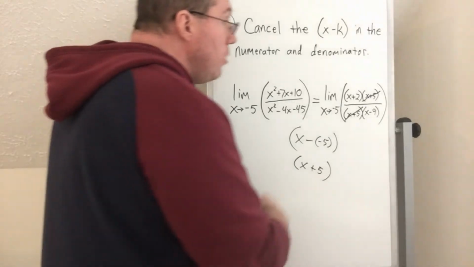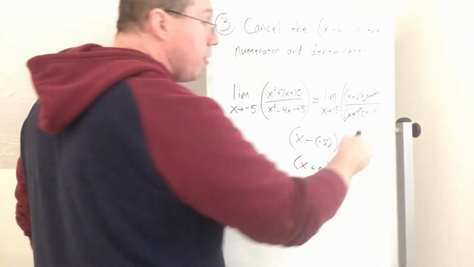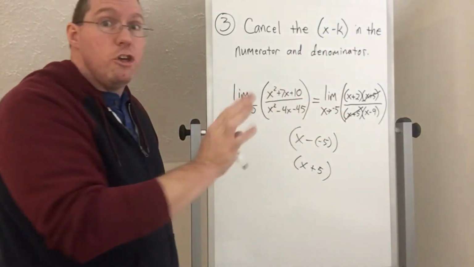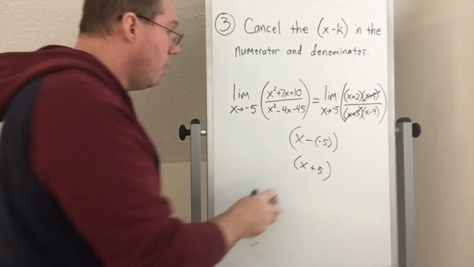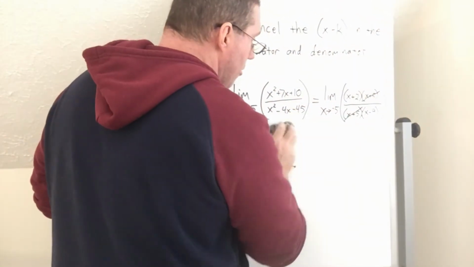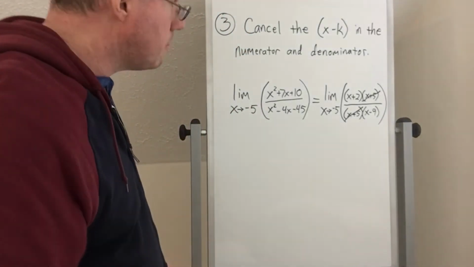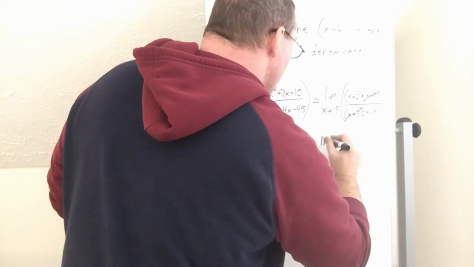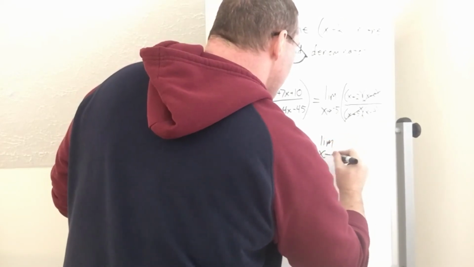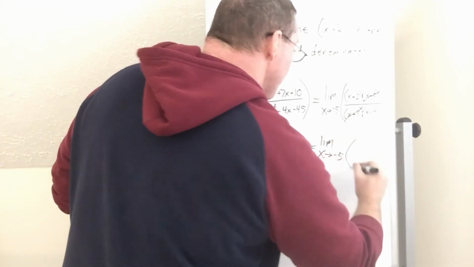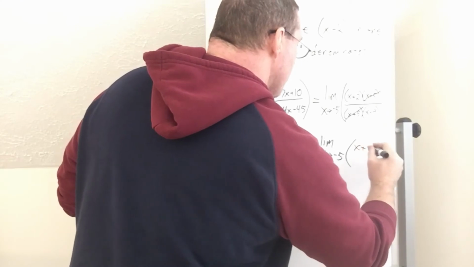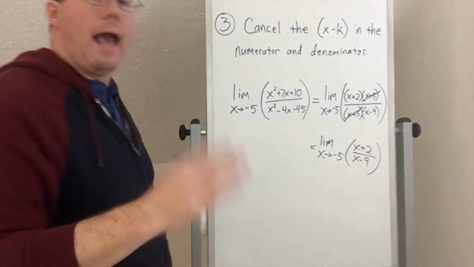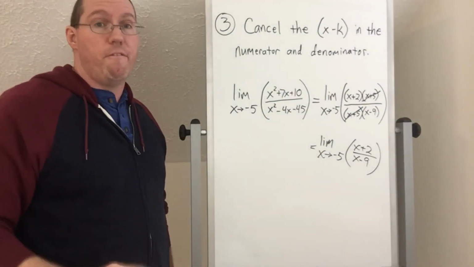Now, you may still have something in the numerator and the denominator that's the same thing, but if it's not x minus k, you don't have to cancel it. You still could cancel it, but you don't have to. So once we have canceled that, what we now have is the limit as x approaches negative 5 of x plus 2 over x minus 9, and we can now move on to step 4.